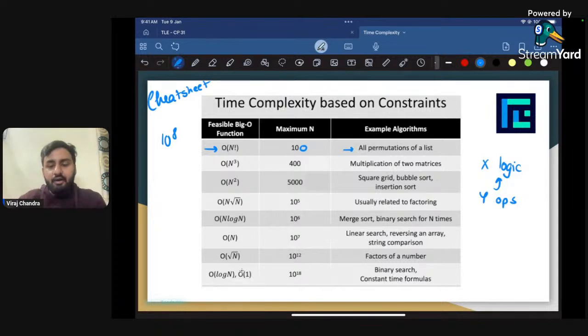So if n is 100, then even if you were sitting and you did not know the time complexity of this, or you did not know how to calculate expected time complexity, maybe you could have written code for permutations of a list and then later realized, oh, this is not working. This is going to give me a TLE.